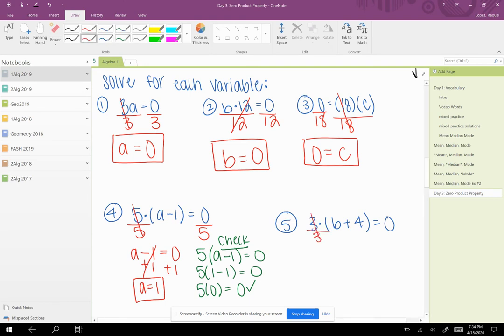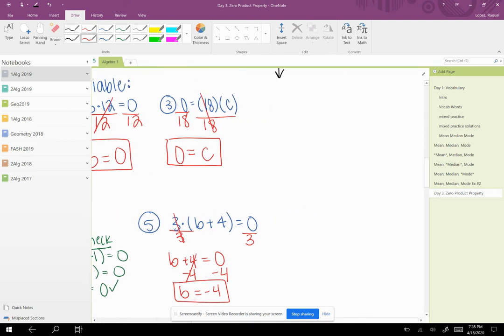So we're going to start off by dividing both sides by 3. And I have b plus 4 equals 0 divided by 3 is 0. To get b by itself, I want to subtract 4 on both sides. So I have b equals negative 4. Now, again, I can check my work and plug that value for b back into my original equation. So my original equation was this. I'm going to plug the value that I got for b back in. Negative 4 plus 4 is 0. So I have 3 times 0. And that is also a true statement.